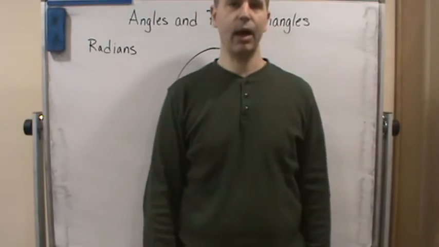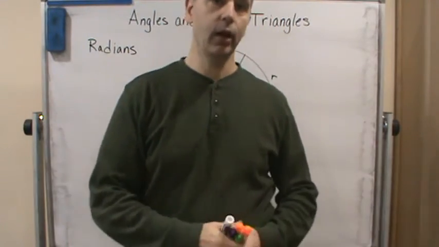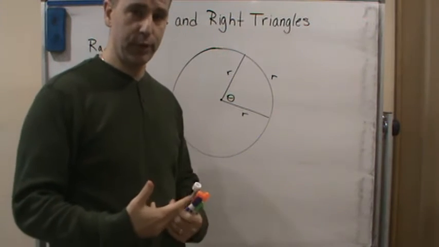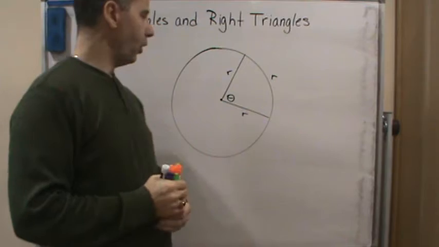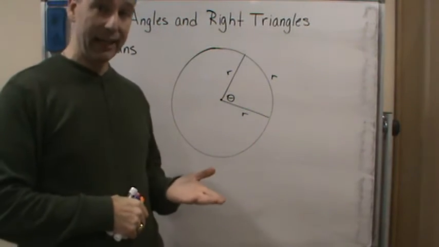Okay, welcome back, and now we're going to talk about radians. Radians is another unit of measurement used to measure angles, just like degrees. So what is a radian? How do we define a radian?